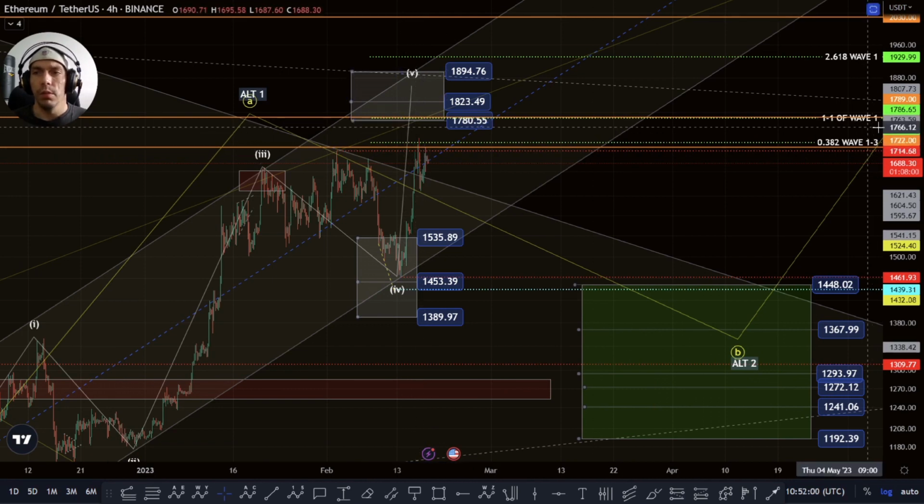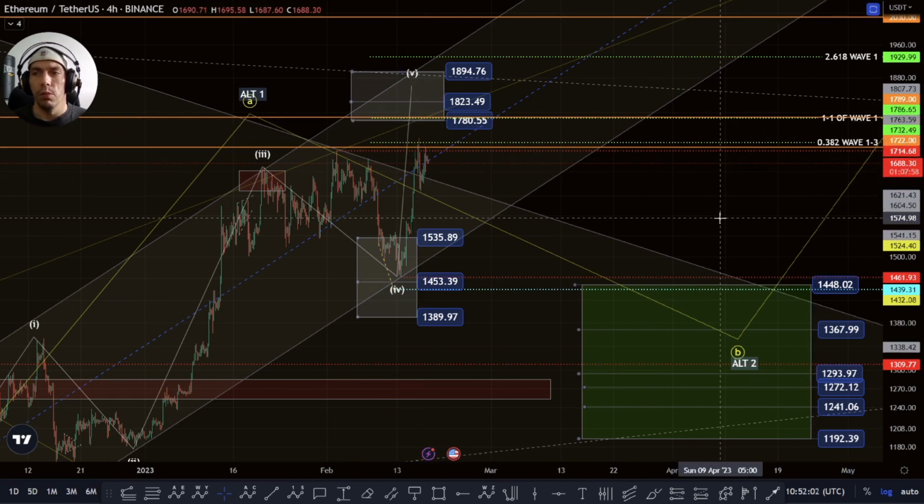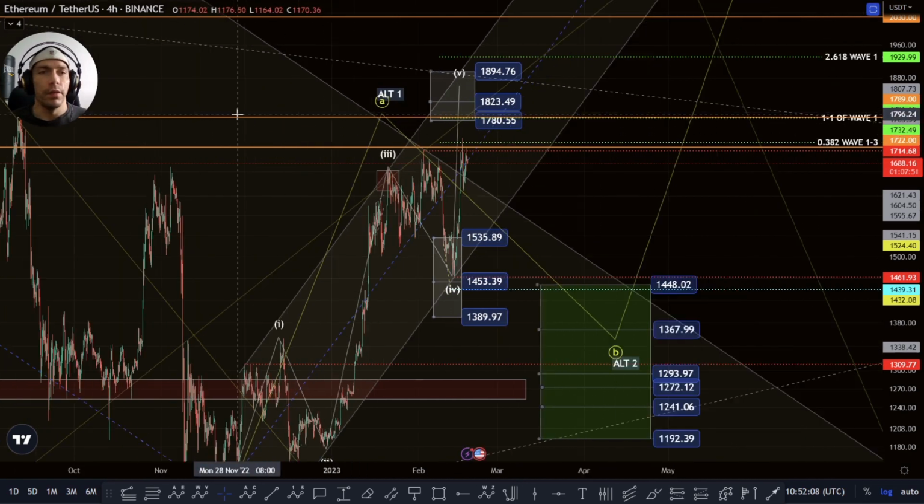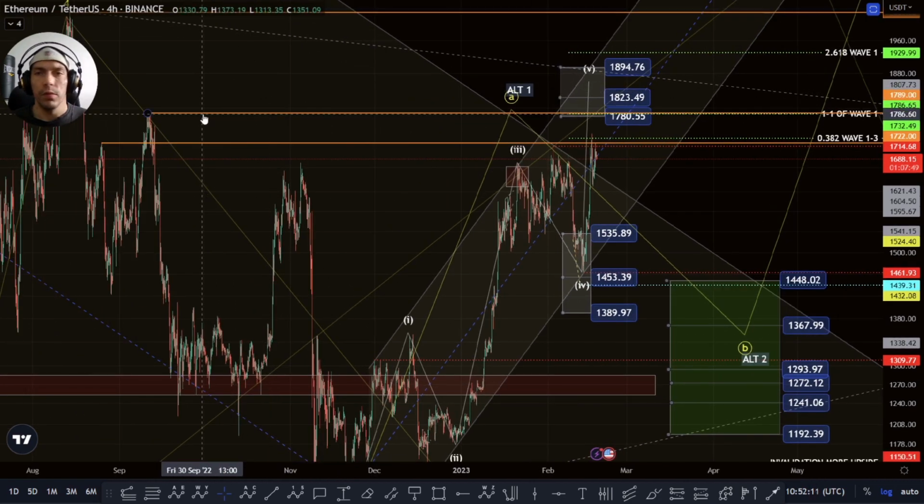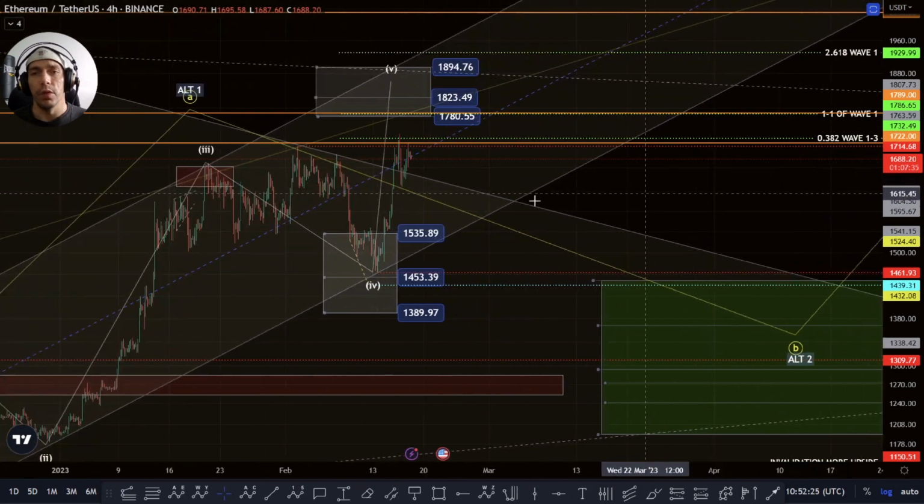This next one that we'd be looking to on the upside would be the 1 to 1 of the wave 1, which would actually be up here at the 1786, and this would also tie in with a retest of this high point. It would also be a test of the bottom of this white box range. So there is some potential here that we could still look to push up. If we do push up even higher, this 2.618 at 1929 could be a target zone.